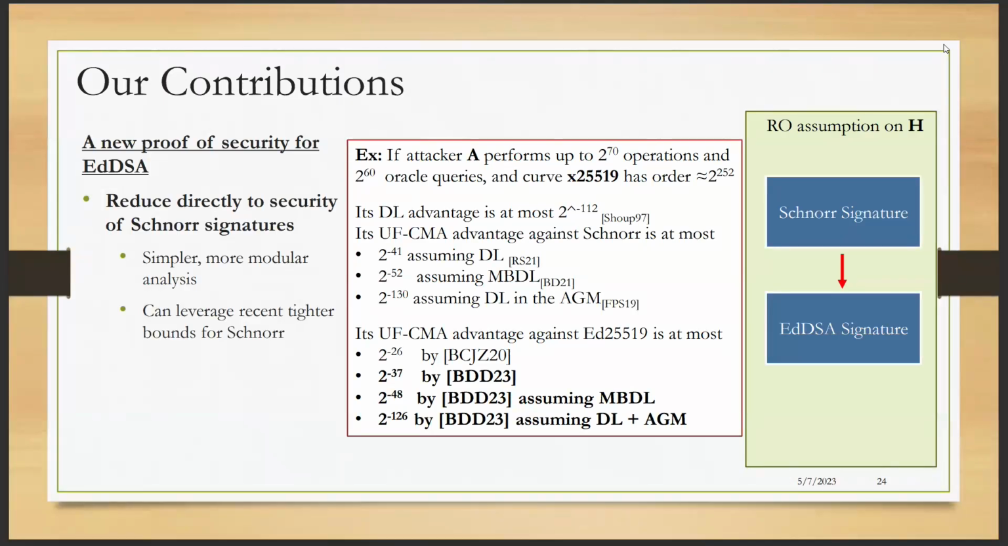I will quickly point out, as an example, what this gives us for concrete bounds. If we have a sample attacker with a 2^70 runtime bound and 2^60 query bound, then against Ed25519, we can save 10 bits or so just by using tighter bounds for Schnorr. And if we're willing to change assumptions, like some of the much more recent analyses of Schnorr do, then we can save up to 100 bits of security. So we're able to validate much, much larger parameters and get much better guarantees for the parameters that are actually used in practice.